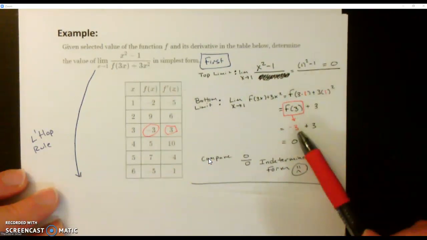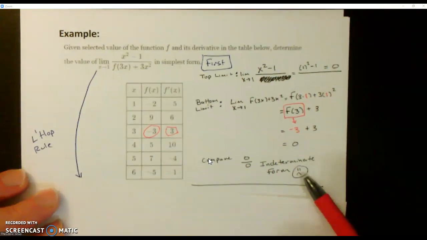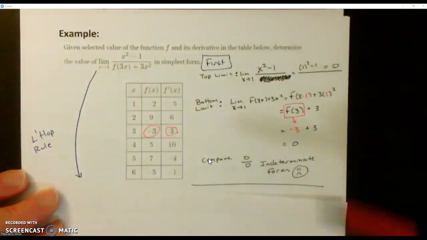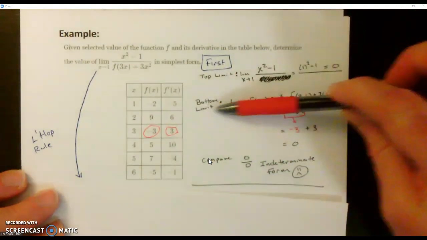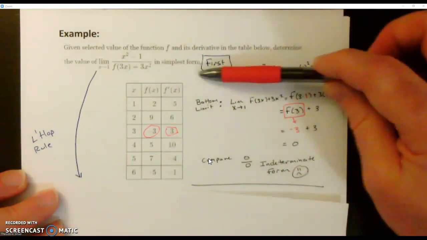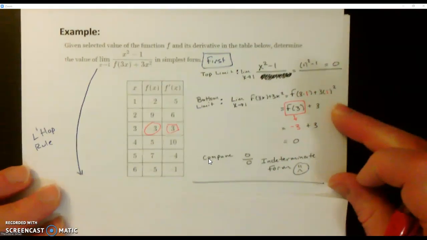When I compare the top and the bottom, I get the indeterminate form. So that's not an answer, but it is our sign to use L'Hopital's rule. So to reiterate, you have to show the limit of the top going to 0 and the limit of the bottom going to 0. You can't do them together as a fraction. You have to do them individually and then show that when you compare them, you get indeterminate form.